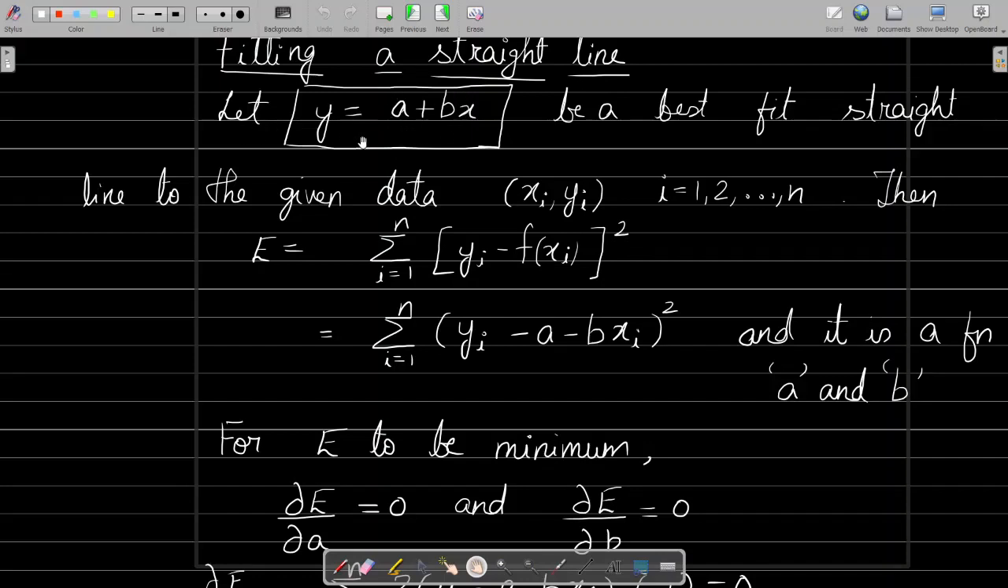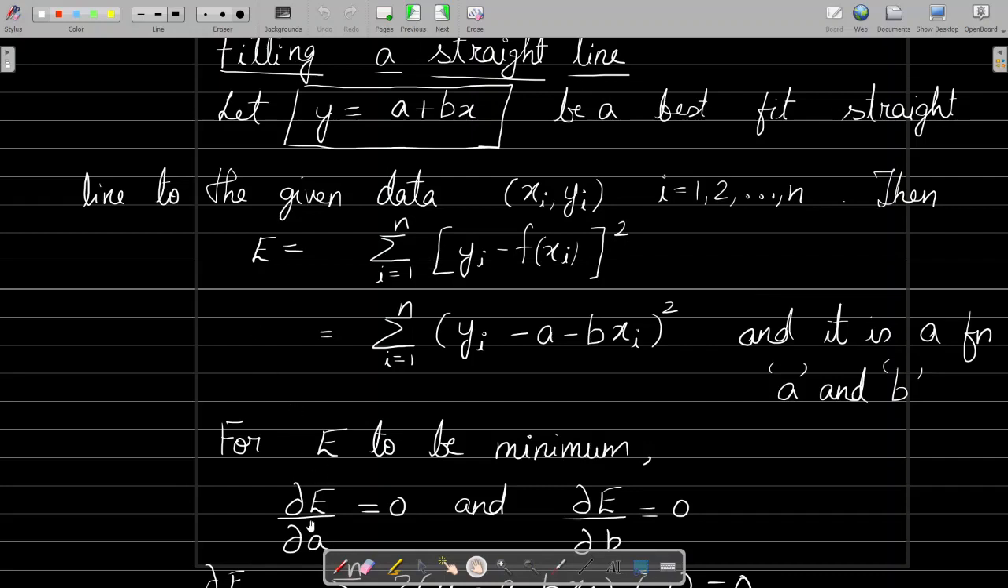Okay, we are trying to fit a curve y equal to f of x. So our function here is a plus bx. We are trying to fit a straight line. So instead of f of xi, I can replace it with a plus b into xi. So minus sign is there common outside, minus of a plus b into xi. So it comes out as minus a minus b into xi, the whole square. I hope this is clear.